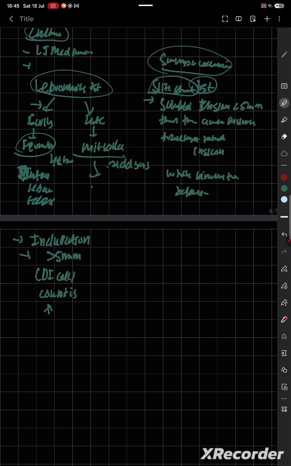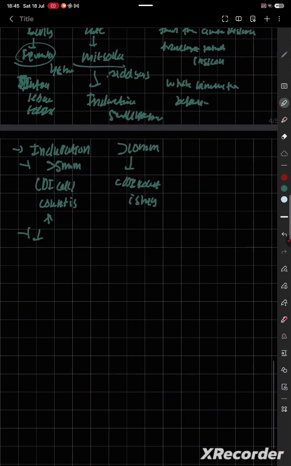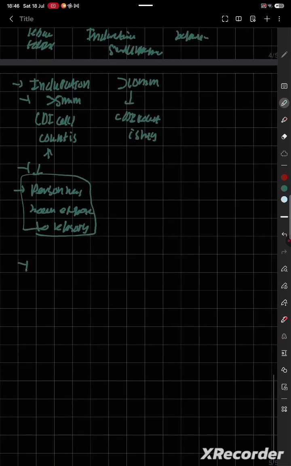Twenty-one days later, you again give this and check for induration, a small papule which is more than 10 millimeter. If this is there, that means CMI count is high. It also means that the person has been exposed to leprosy.